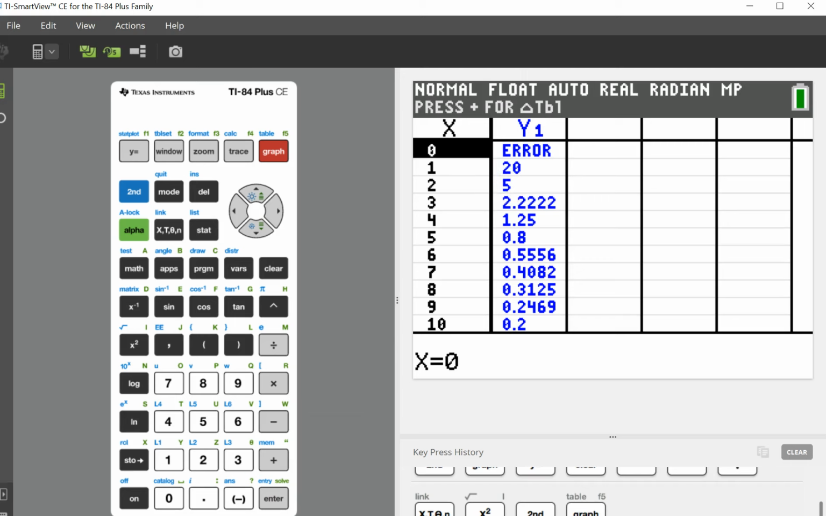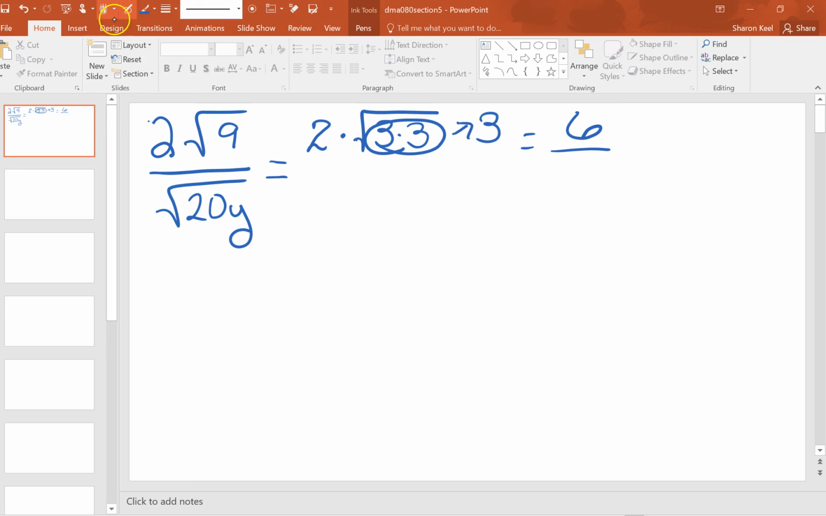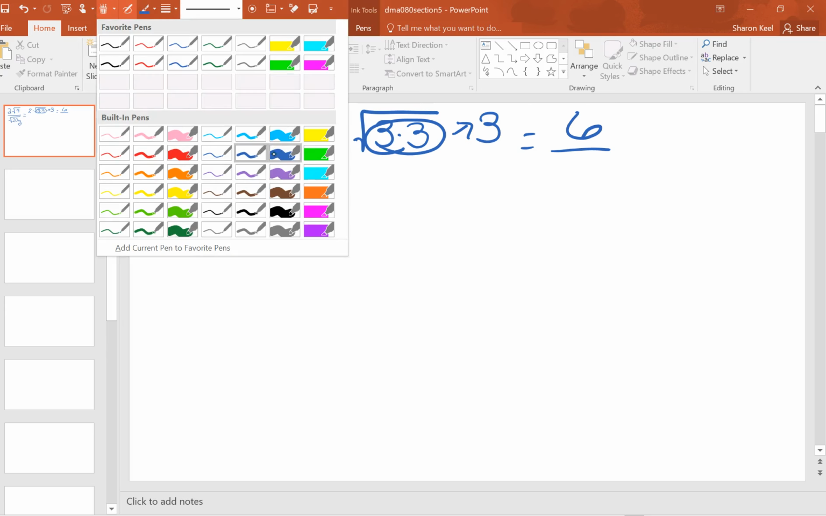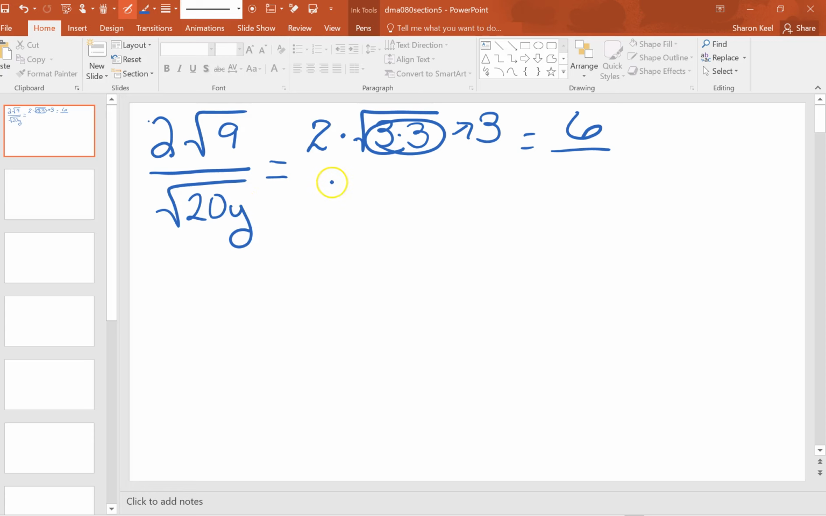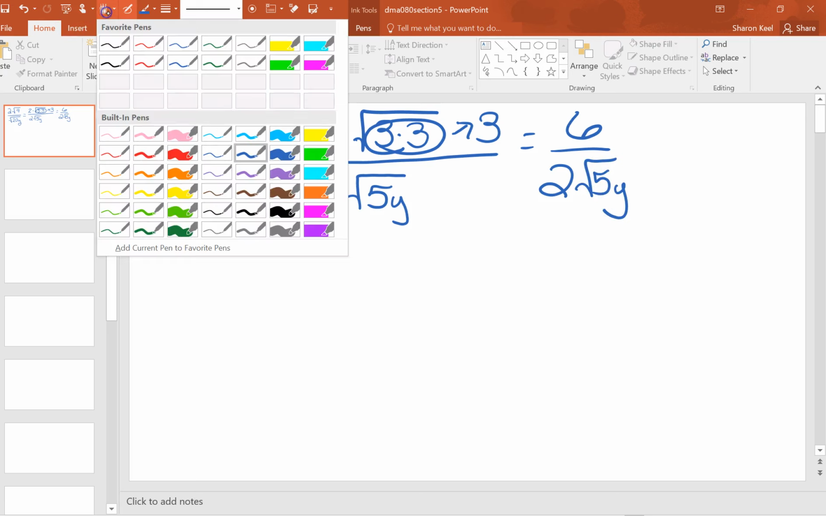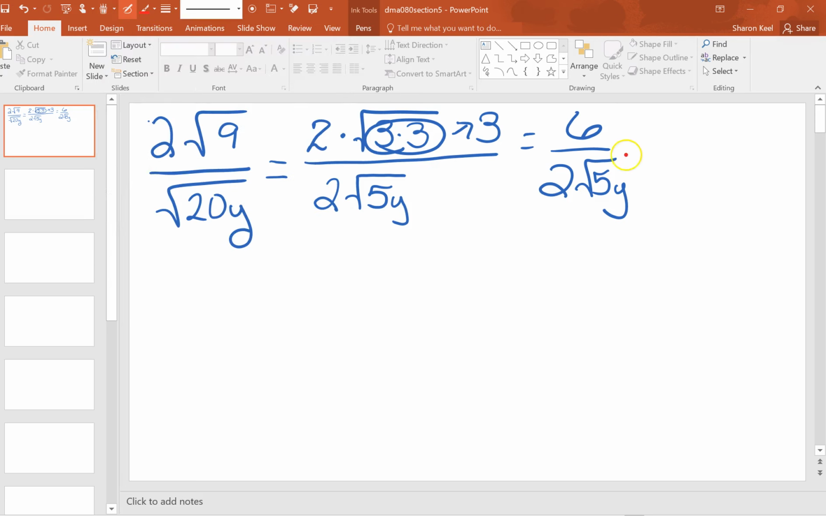The 5 stays underneath. So here this becomes 2 square root 5, and the y is still under the radical. So that's a 2 square root 5y. What I need to do now is remove the radical from the denominator. I'm going to multiply both top and bottom by the same thing.